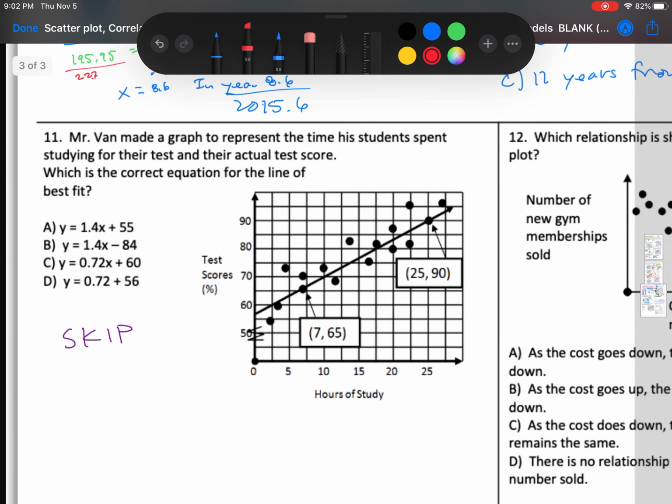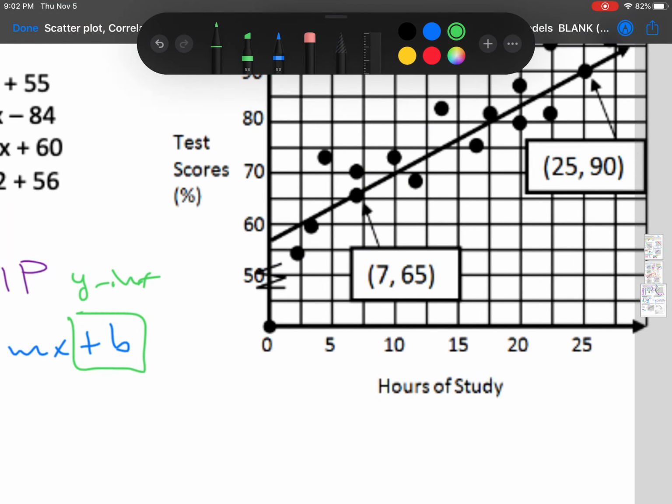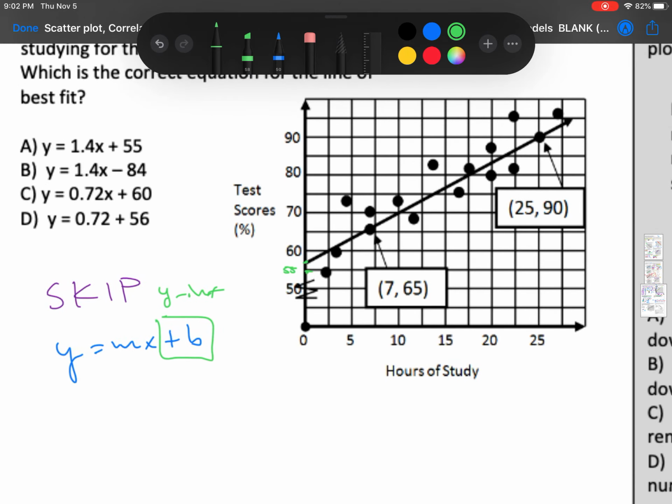Okay, number 11. I told you to skip this one. You can just skip this video, but I'm going to work it out really quickly. So if you wanted to know, I'm just going to use y equals mx plus b. And the b value represents the y-intercept. So if you look at here, this line is 55. So I'm going to guess 56 or 57. So I believe it's above. So I'm actually going to say the answer there is just D. Now, that was just eyeballing it.